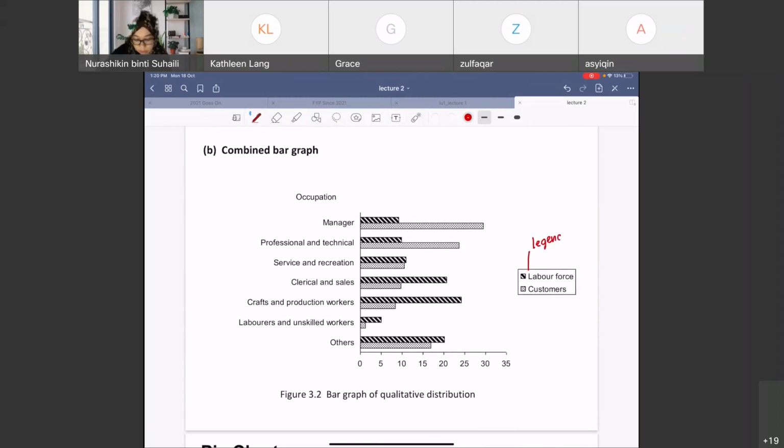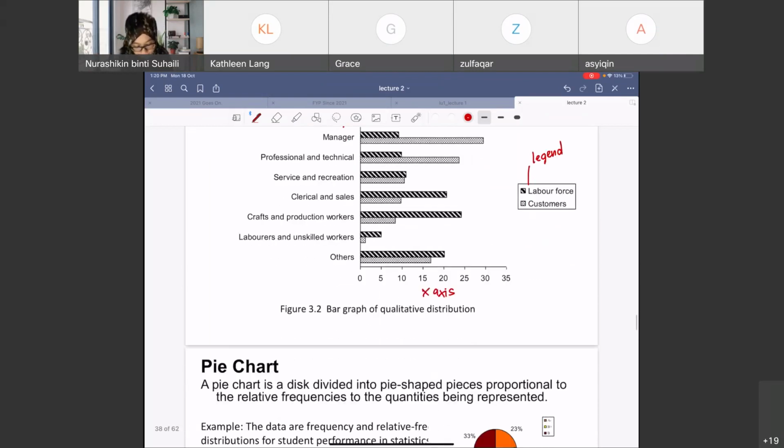This is what we call the legend, because it describes what the dotted one is and what the striped one is, when we have more than one subject. And this one is what we call the axis, the y-axis, right? I know you know already, x-axis. So when we talk about a graph, we talk about axes that represent the subject.